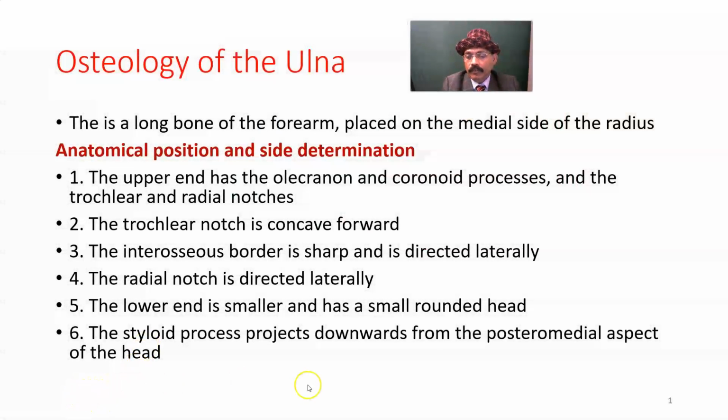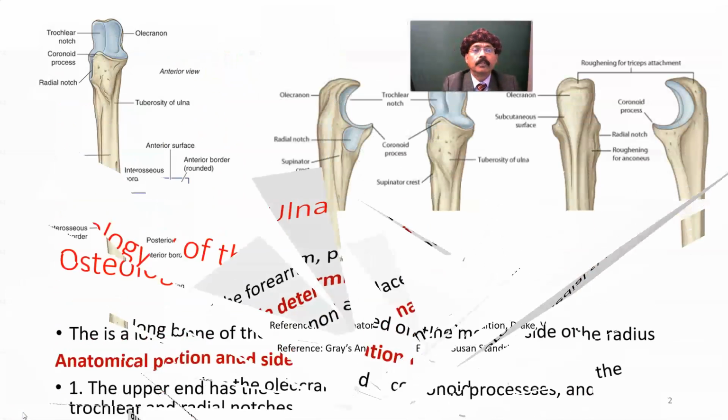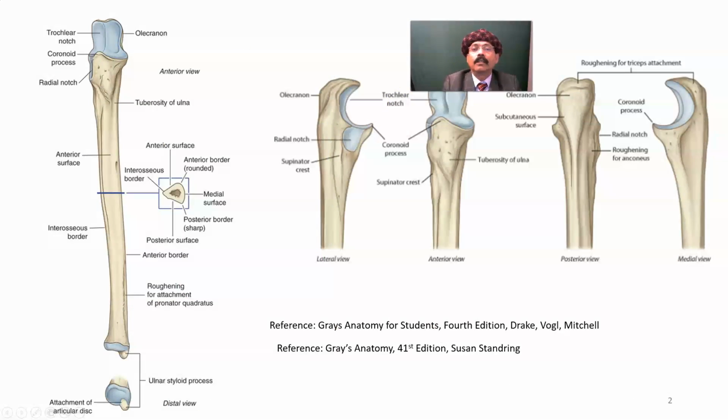Okay, let's go to the next slide now. Here again the coronoid process is here. This is the coronoid process, trochlear notch, olecranon process, radial notch, and tuberosity of the ulna. We have the anterior surface. This is the nutrient foramen. The nutrient foramen is usually a branch of the ulnar artery, and its direction is towards the elbow, the upper part.